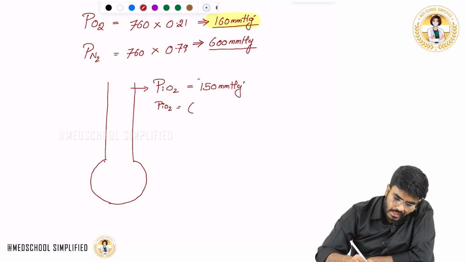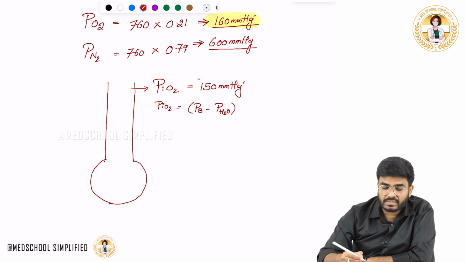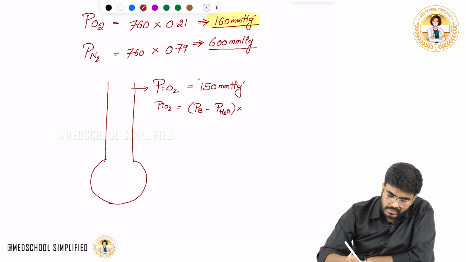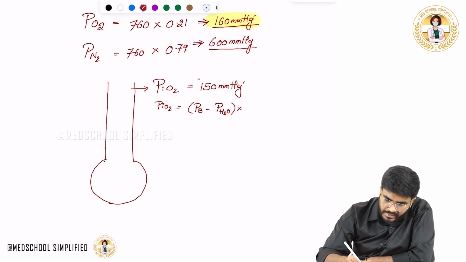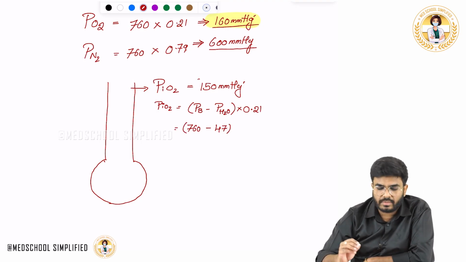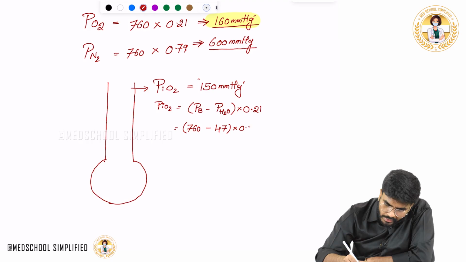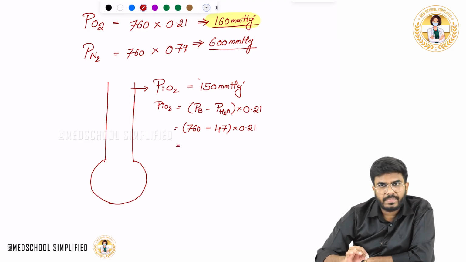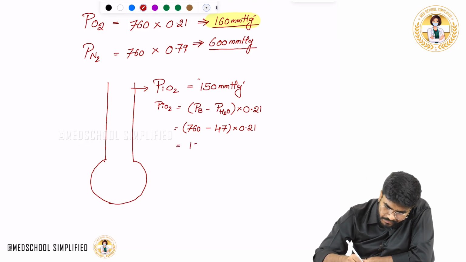It is calculated by atmospheric pressure minus water vapor pressure, multiplied by the fractional concentration of that particular gas. Here I am talking about oxygen, so 0.21. So what is the atmospheric pressure? I have told you, 760 mmHg, minus the water vapor pressure, which is a constant 47 mmHg, into 0.21. If you do this, the answer is going to be 150 mmHg.